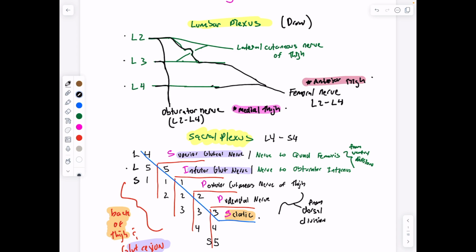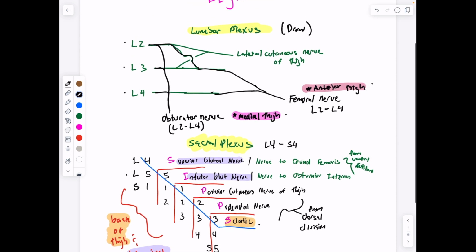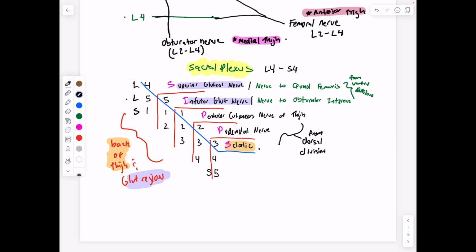Okay, but femoral nerve is going to be our anterior thigh innervation. The obturator nerve is medial thigh. Sciatic nerve down here is posterior thigh. There's not too much to know here other than to be able to draw it out. And then the sacral plexus, we do have a nice method of drawing this out.